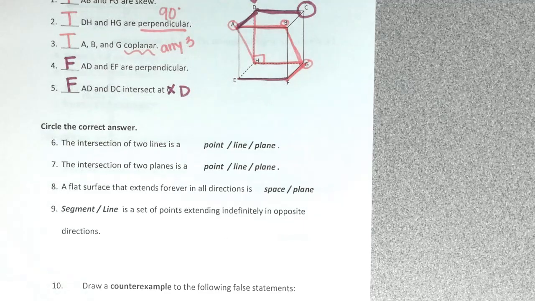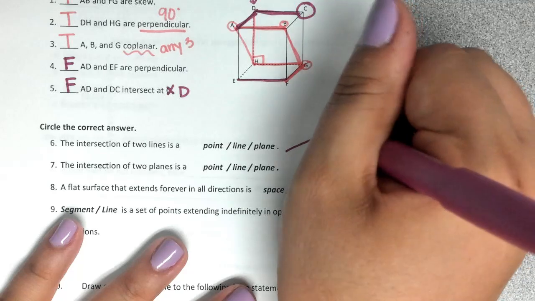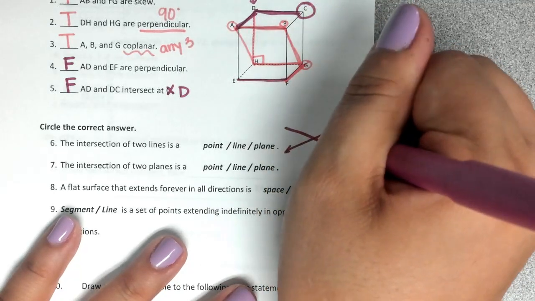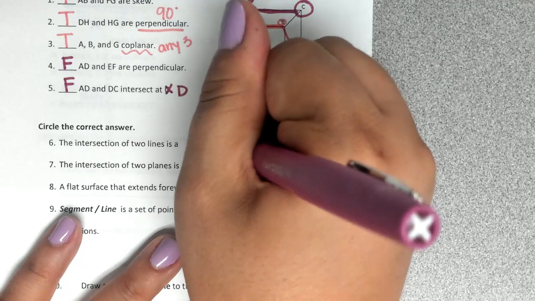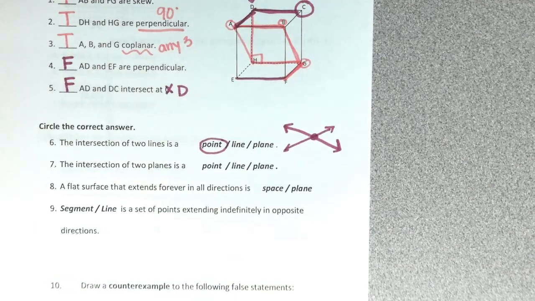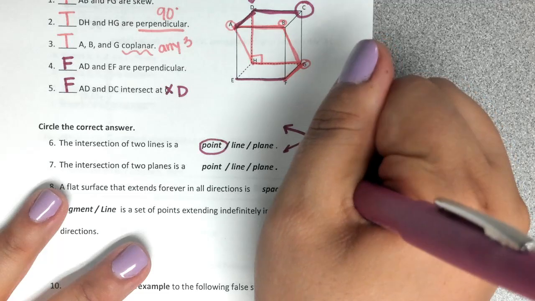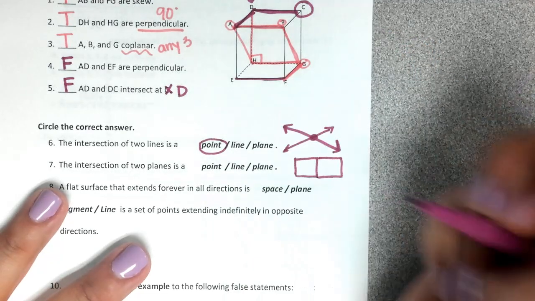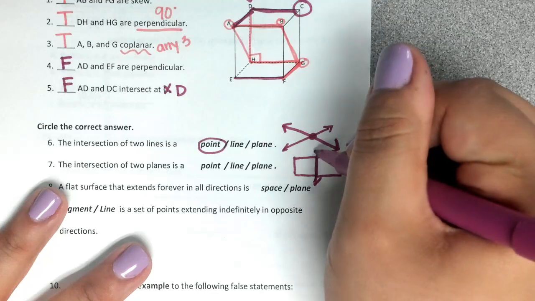All right. The intersection of 2 lines. I'm going to draw it so I know I get it right. What is the intersection of 2 lines? They intersect at a point. What about the intersection of 2 planes? I'm going to draw one plane and another plane. Where do they cross at? What did I tell you that's like?